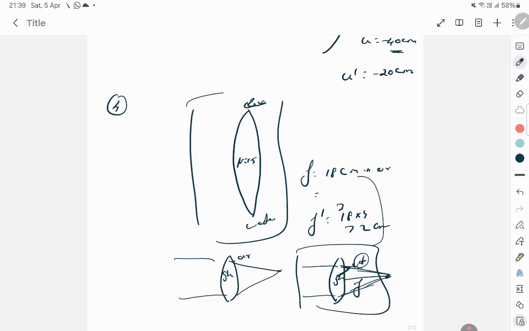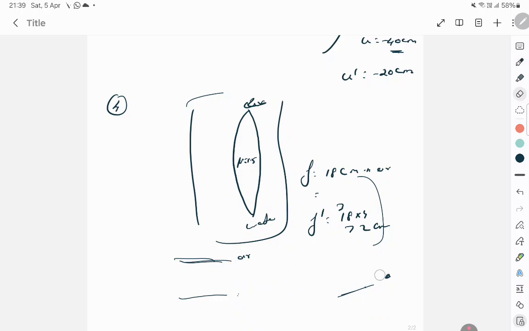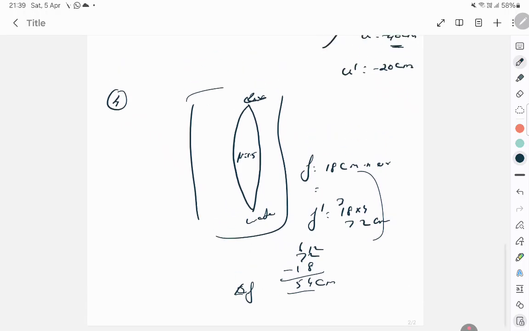Because here the variation is more, the bending is more, because it's from denser to rarer. But here it's denser to less rarer because it's water. The bending is less, and so the focal length is more. I hope you understood. So it's 4 times, you can mug it up. And so the difference in focal length is what they're asking. So 72 minus 18, it will be 54 centimeter. That will be the change, delta f, or the change in the focal length.